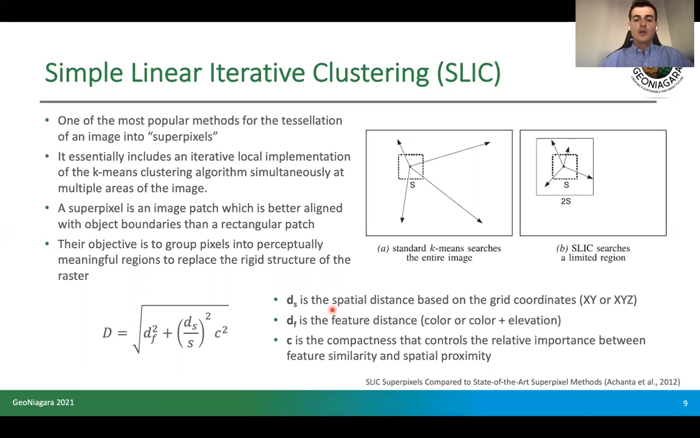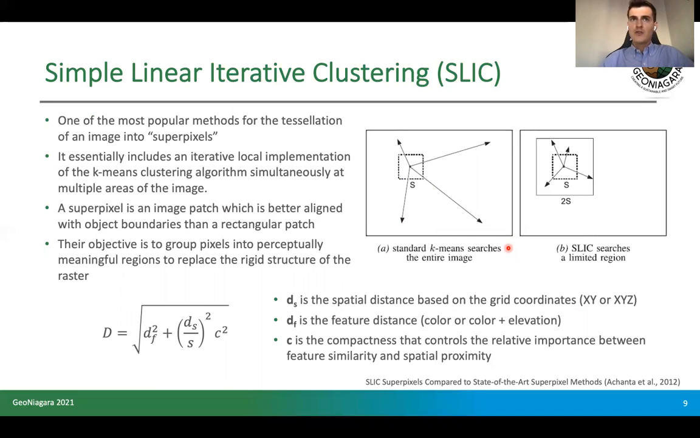It essentially includes an iterative local implementation of the k-means clustering algorithm simultaneously at multiple areas of the image, as shown on the picture on the right. A superpixel, or similarly a supervoxel, is an image patch that is better aligned with object boundaries than a rectangular or a cubic patch in 3D. SLIC defines smaller search areas, minimizing the complexity and execution time as compared to searching the whole image.